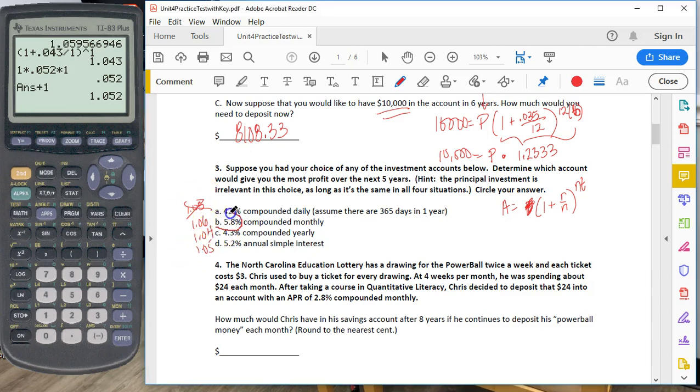And so your best bet is the 5.8% compounded monthly. That's what's going to give you the most amount of money at the end of the year. In this case, a whole extra penny.